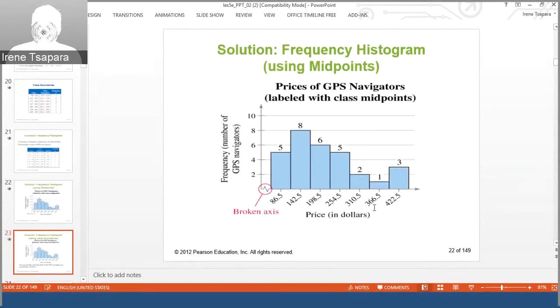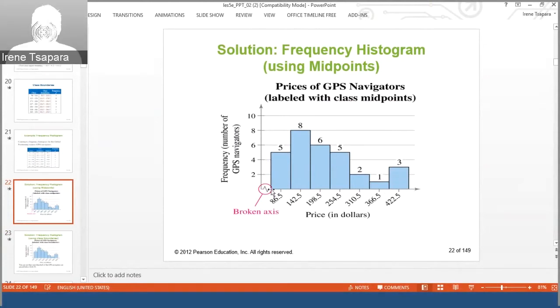And as you can see right here, we can create the frequency histogram based on the information that we have seen up till now. What I want you to see in this histogram is that on the x-axis, I have the range of the prices, from 59 up to 459, something like that it was. I split it into 7 different classes.